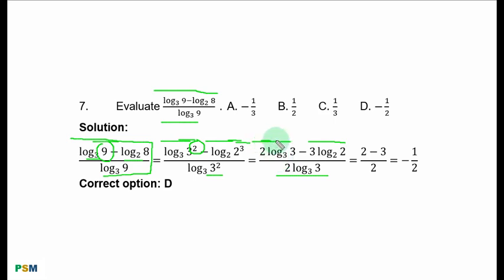From here, you have 1 times the coefficient 2. You have 2. 1 from here times minus 3. From here now, you have minus 3 over 2. If you subtract from here, you have minus 1 over 2. The correct option is D.